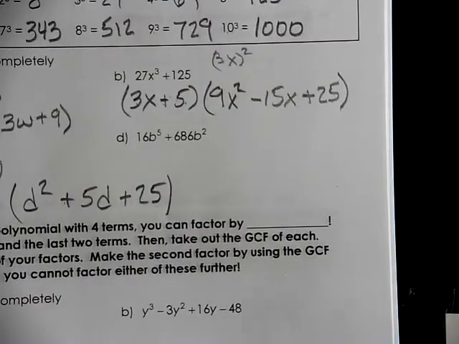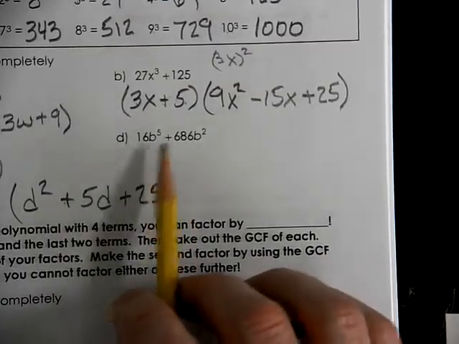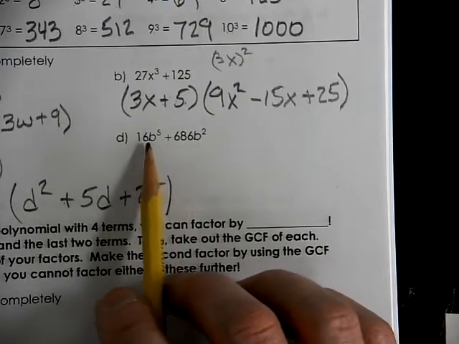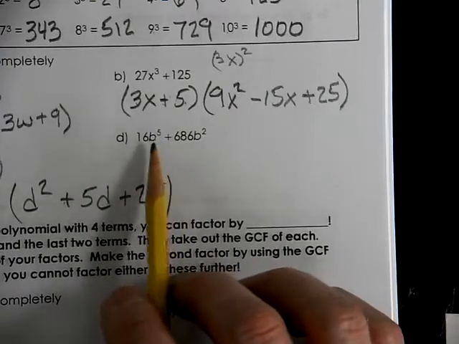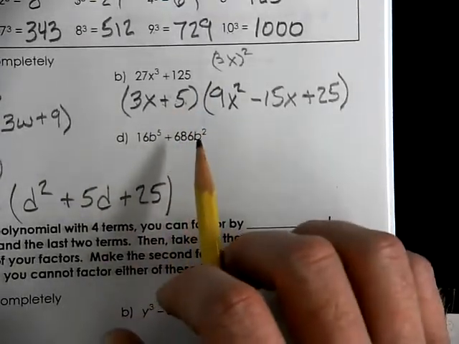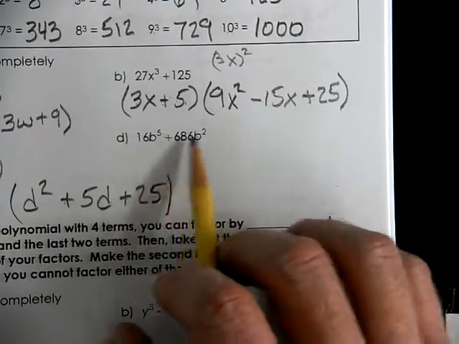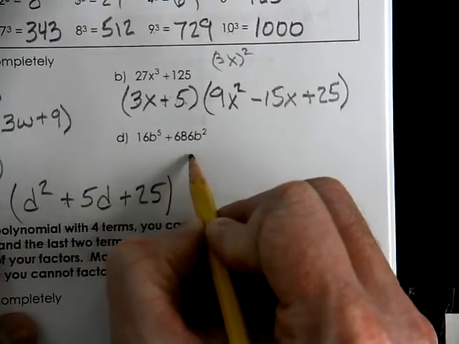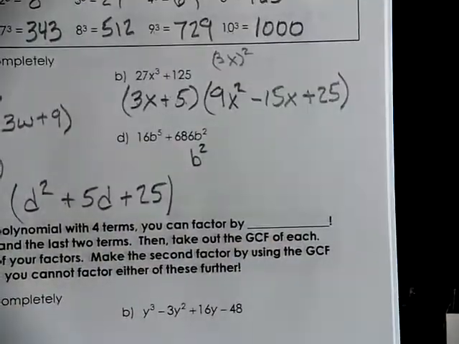All right, let's try our next one, letter D. What do we see here? This is a little bit trickier. All right? We know that we can't have b to the 5th power. We see that they both have b's in it. So we know we're going to pull out our lower exponent, which is a square. So we know we're going to pull out a b squared.